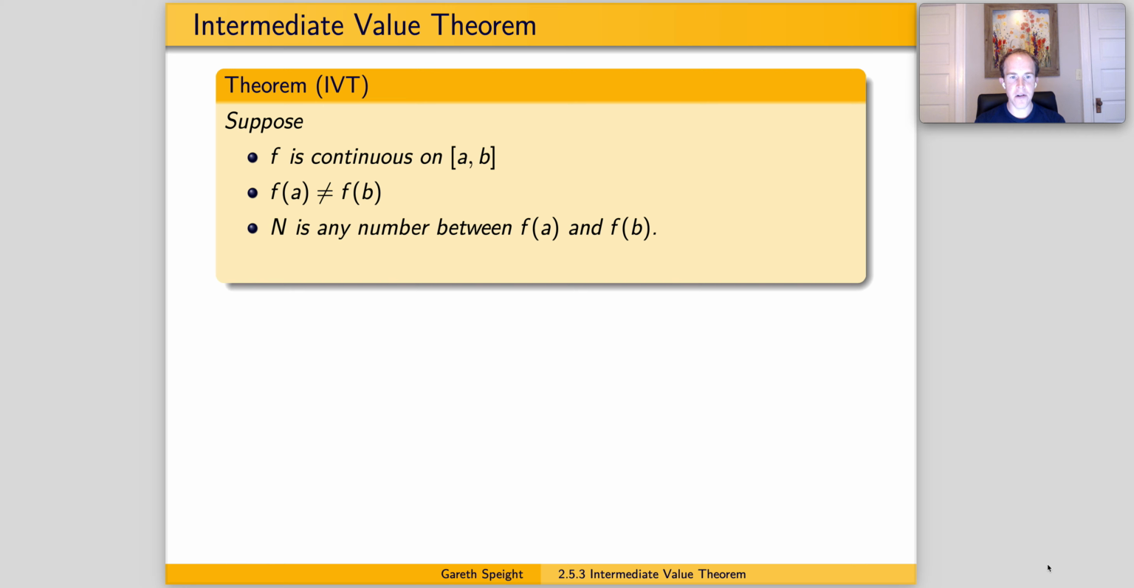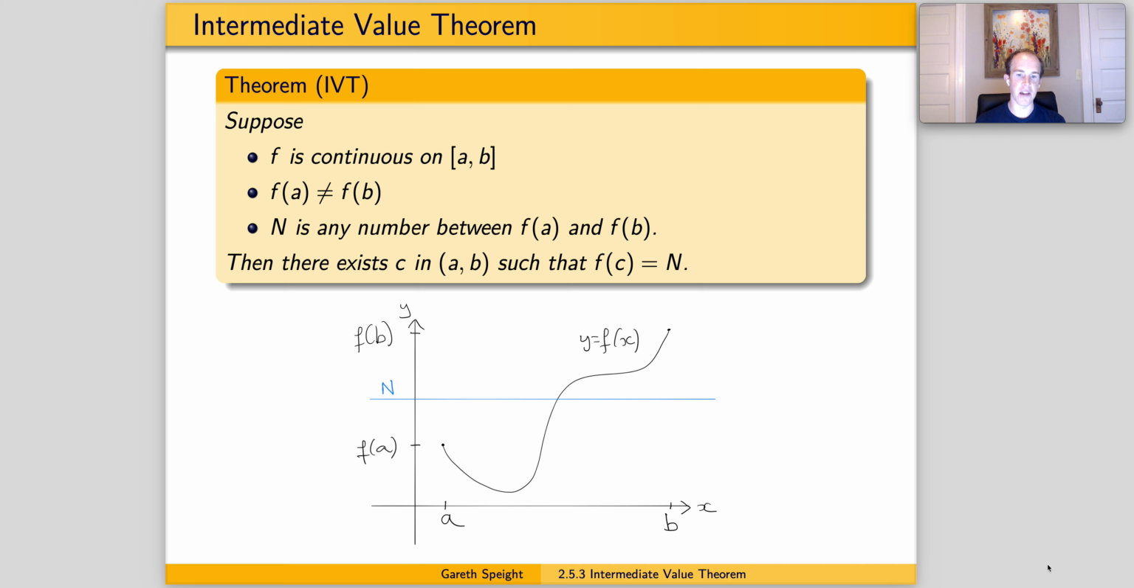Then the intermediate value theorem tells us that at some point the function must take the value n. So at some point c in the interval [a, b], somewhere between our two endpoints, the function has to cross the value n. It has to take the value n. Okay, so let's see what that looks like on a picture.